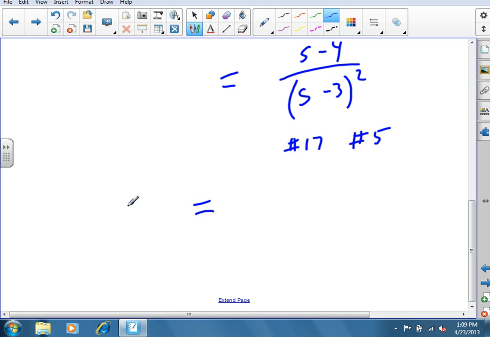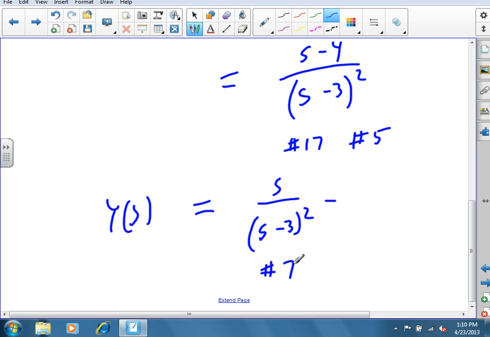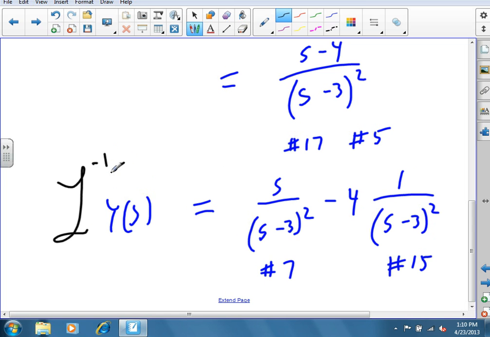So I'm going to rewrite him. Y of s is equal to s over s minus 3 squared, that'd be the 17 guy, minus 4 times 1 over s minus 3 squared, and that'd be the 15 guy. Alright, now we take the inverse Laplace transform of everything we see.